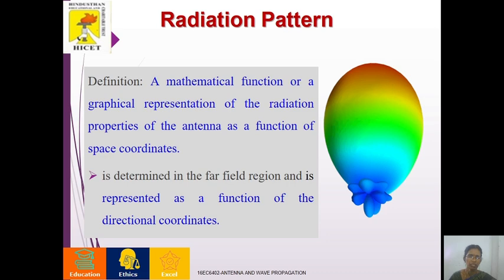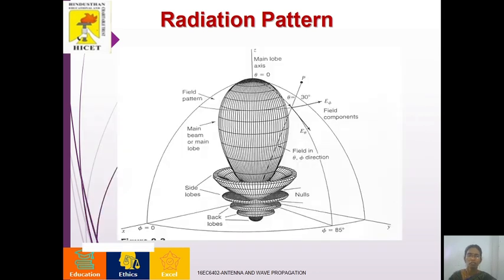Radiation pattern can be defined as a mathematical function or a graphical representation of the radiation characteristics of the antenna measured as a function of spatial coordinates. It is normally determined in the far field region and is represented as a function of directional coordinates in space, that is r, theta and phi. So, a radiation pattern in three-dimensional form can be viewed to consist of radiation to be maximum in a particular direction and minimum in other directions. This pattern you call as directional pattern.